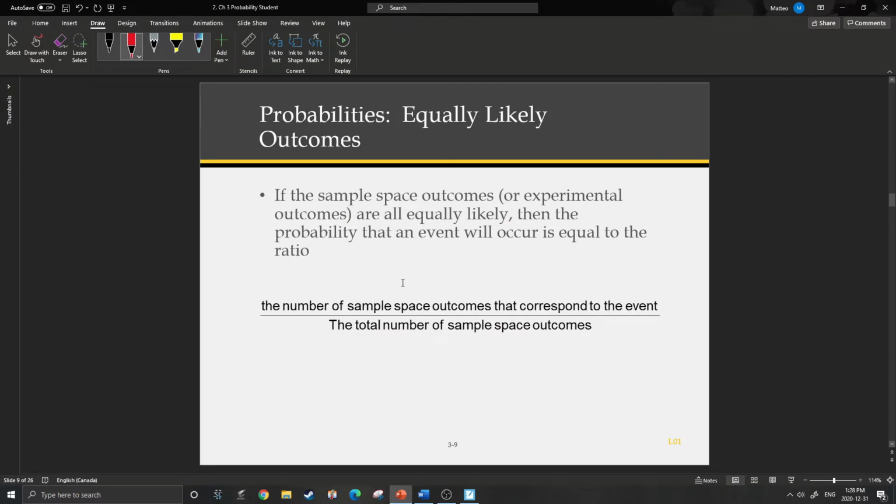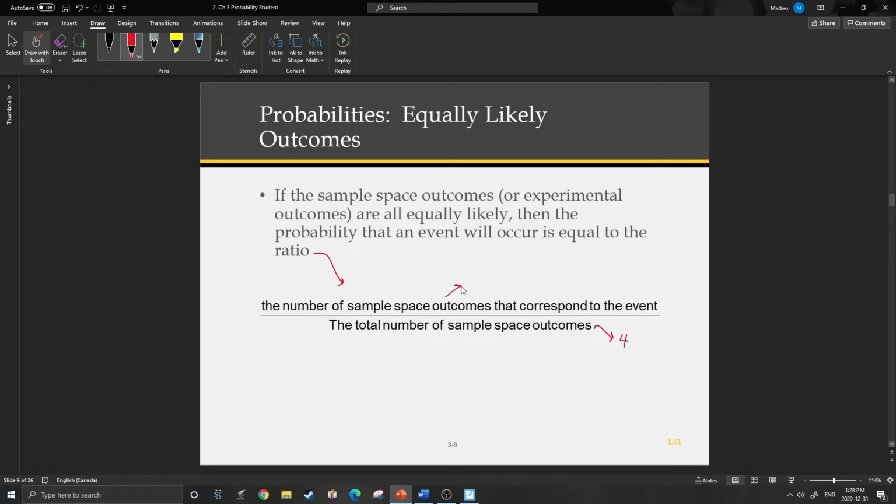So let's talk about this. Probabilities, equally likely outcomes. So if the sample space outcomes or experimental outcomes are all equally likely, then the probability that an event will occur is equal to the ratio of, this is what I was just doing on the last one, the number of sample space outcomes that corresponded to the event divided by the total number of sample space outcomes. So in our question before, we had 4 outcomes.